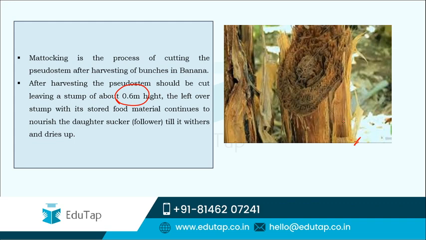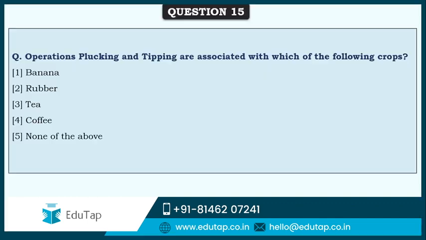Yeah, detrashing is done in sugarcane. And this is actually, I can say, similar to ratooning in sugarcane. Yes, detrashing is an agronomic practice that is done in sugarcane, so that the suckers will grow till the time it withers up. So this is about Mataking.